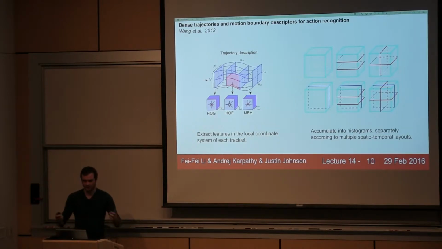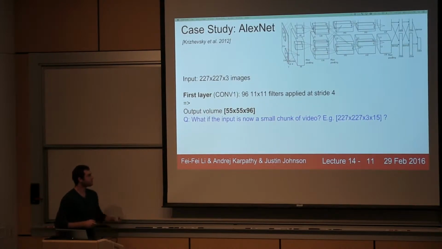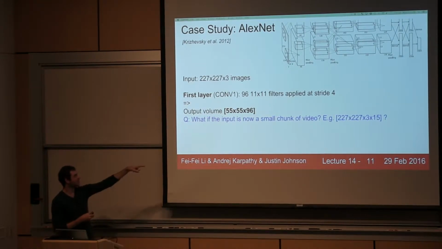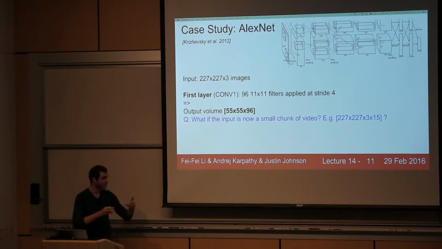Now, in terms of how we actually approach these problems with convolutional neural networks, you may recall AlexNet. On the very first layer, we receive an image that is, for example, 227 by 227 by 3, and we process it with 96 filters that are 11 by 11 applied at stride 4. We saw that with AlexNet, this results in a 55 by 55 by 96 volume, in which we have the responses of all the filters at every single spatial position.